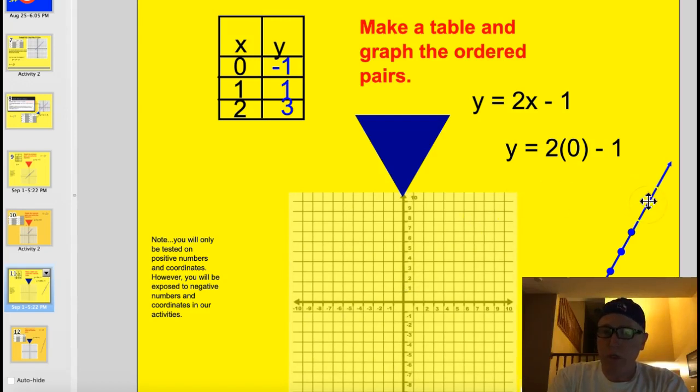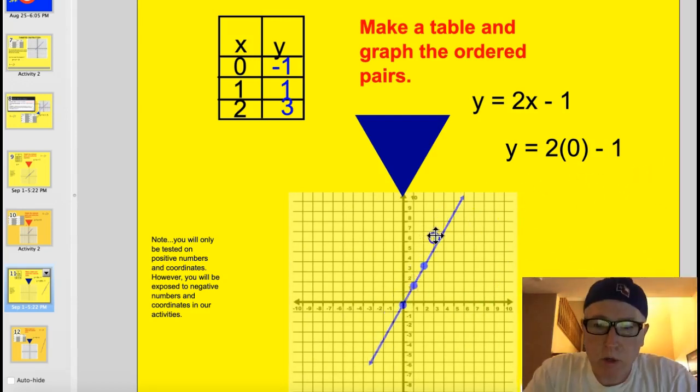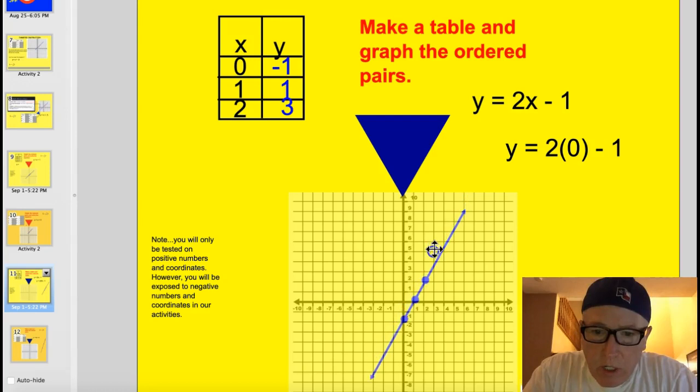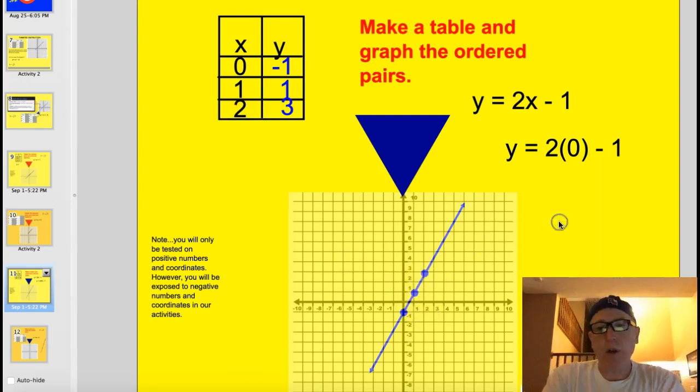We just put these numbers on, and I took some shortcuts to make it easier for us. 0, negative 1, so I'm over here at 0, and I go to negative 1 right here, and everything else should line up. Let me just check. Do I have 1, 1, over 1, up 1? I sure do. And do I have 2, 3, over 2, up 3? There you go. You started with an equation, and you were able to graph it and create the table.